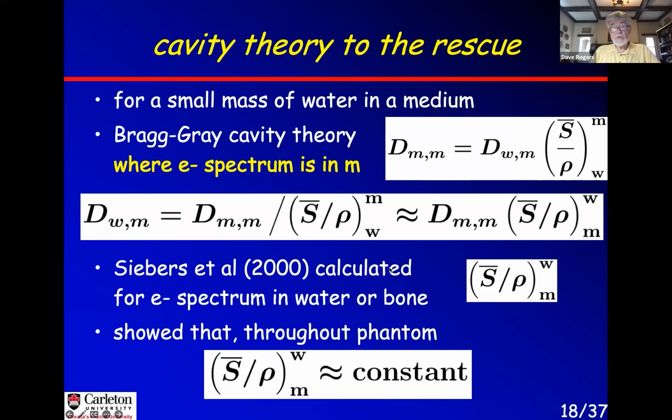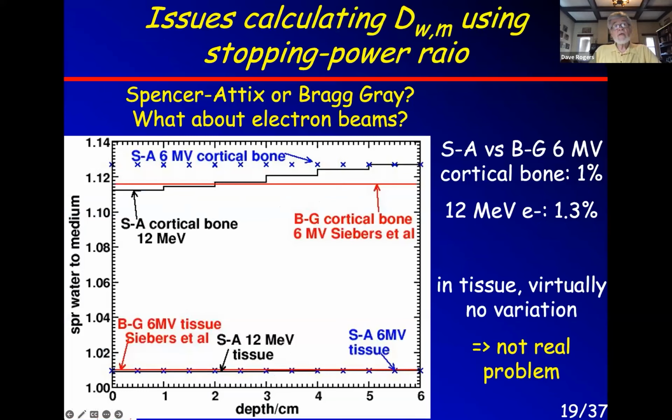And back in 2000, Jeff Siebers et al. calculated these values of W to M, the stopping power ratio water to medium. And the good news was that this stopping power ratio was virtually constant everywhere in the phantom, independent of whether it was water or a realistic phantom. They had several examples.